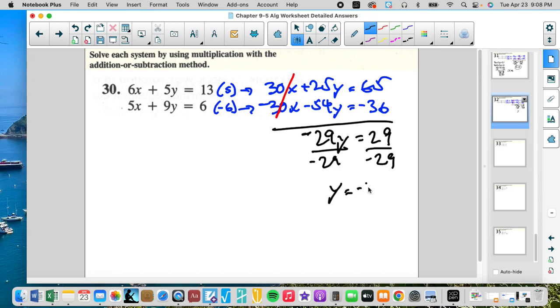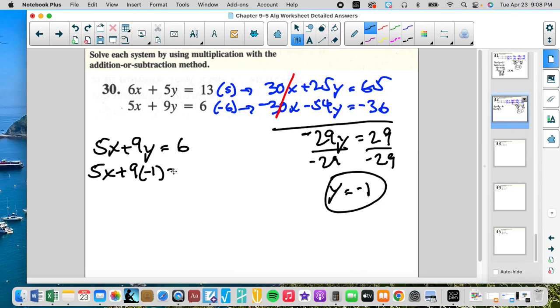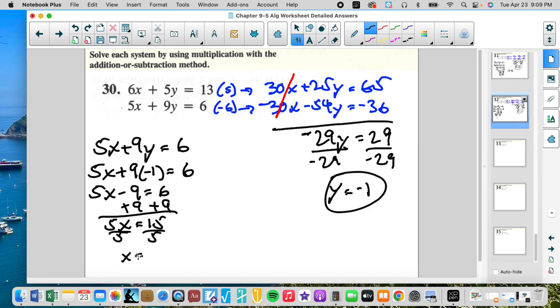Y equals negative 1. 5x plus 9y equals 6. 5x plus 9 times negative 1 equals 6. 5x minus 9 equals 6. Let's add 9 to both sides. We get 5x equals 15. Divide by 5. X equals 3. 3 comma negative 1.